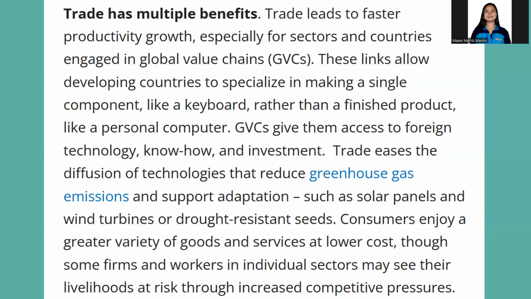And it gives an advantage when it comes to producing, because they're specializing in the best product that they can produce. Trade eases the diffusion of technologies that reduce greenhouse gas emissions, because economies focus on products that they are efficient enough to produce, limiting the environmental effects that they can produce by doing so.